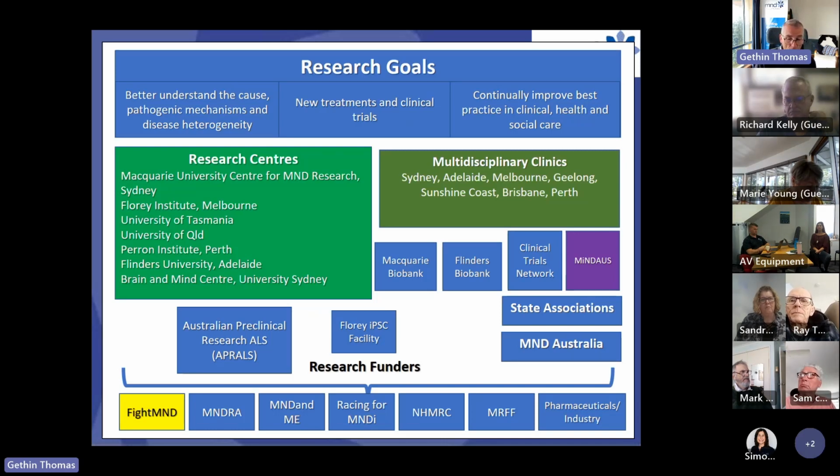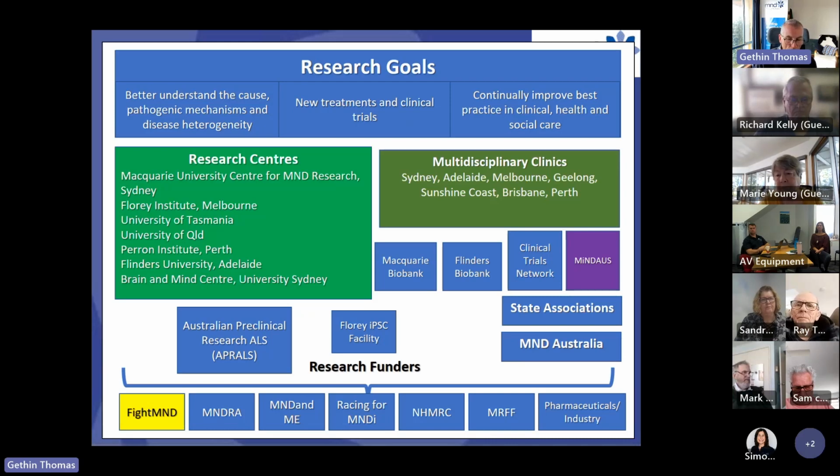Sitting in this as well is MindOz, which is our clinical registry. This is basically a patient database. I'll talk about that a little bit more in the next couple of slides. Underlying all the clinical care are the state associations, and sitting as a kind of an umbrella organisation above the state associations is MND Australia.